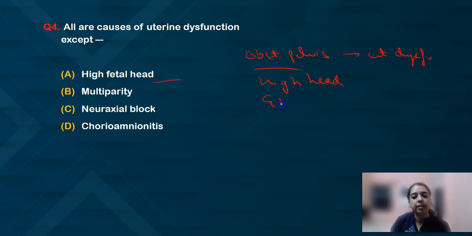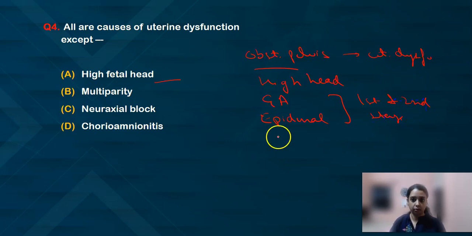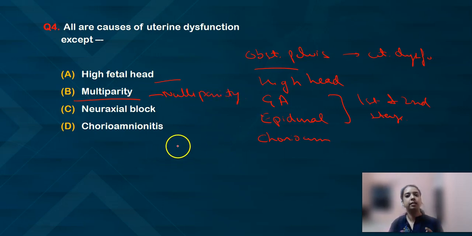Another is either a general anesthesia or an epidural neuraxial block. They both can lead to uterine dysfunction and they both can lead to delay in both first and second stage of labor. So remember, first and second stage both can be delayed by these. Okay. Then infection, chorioamnionitis is a very well known cause, but not multiparity. In fact, nulliparity, a mother who has never been exposed to labor, is one of the causes of uterine dysfunction. So this is our answer.